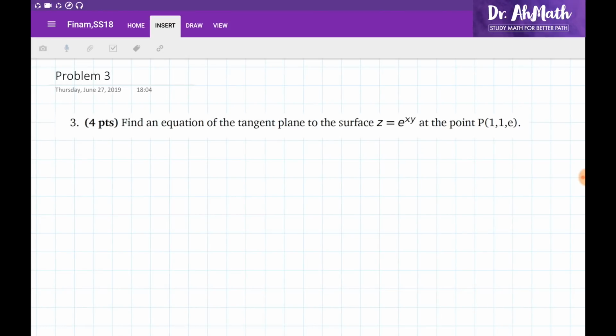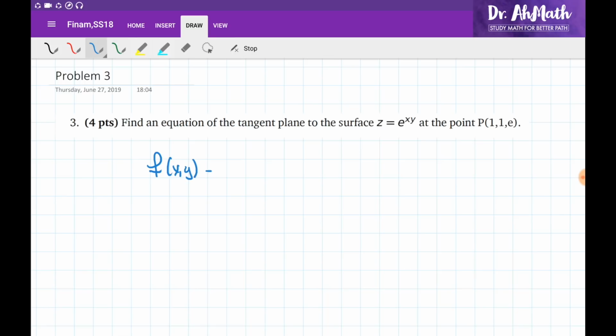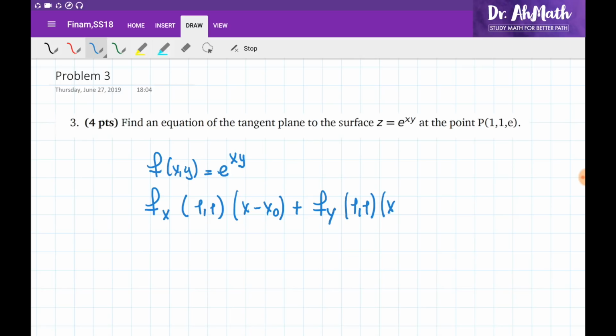So problem number 3 is about the tangent planes. If the surface is given as a multivariable function, as in our case e to the power of xy, then the equation of the tangent plane is going to be the partial derivative of f with respect to x at the point 1 and 1 multiplied by x minus x0, plus the partial derivative of f with respect to y at the point 1 and 1 multiplied by y minus y0.